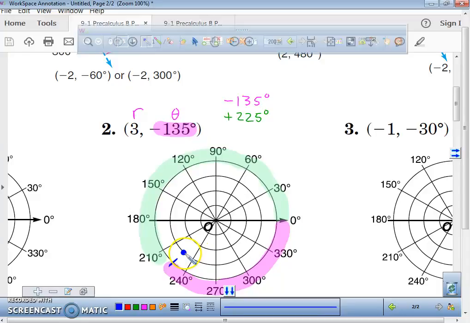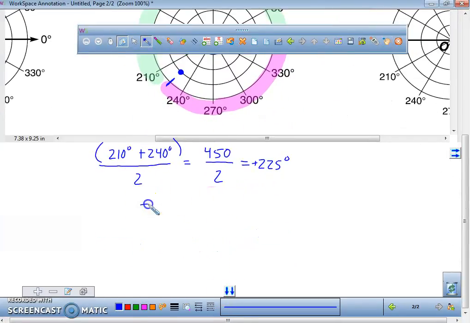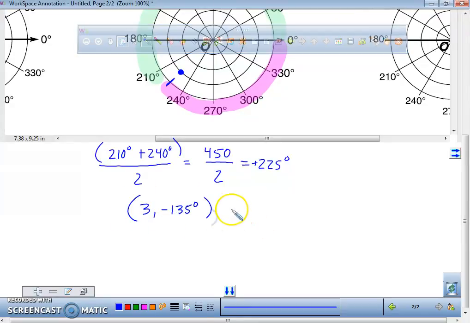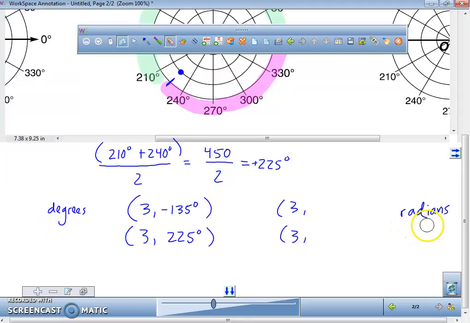This is going to be simple as long as you know how to plot these. We're going to be using the chart. You're going to use the chart to help you out. Now, by the way, here's what I want you guys to do in your journal. Right now, I would like you guys to write down 3, comma, negative 135 degrees. Then I also want you guys to write 3, comma, positive 225 degrees. Now, if this was in radians, we would write it a little bit differently. Right now we're in degrees. These are your polar coordinates in degrees. These will be your polar coordinates in radians.